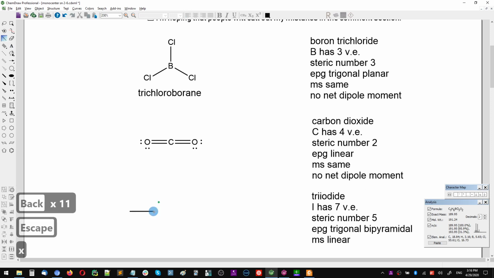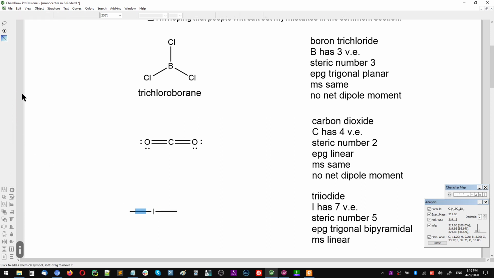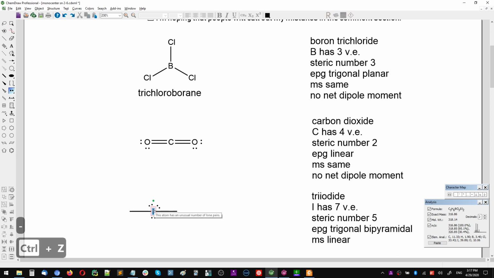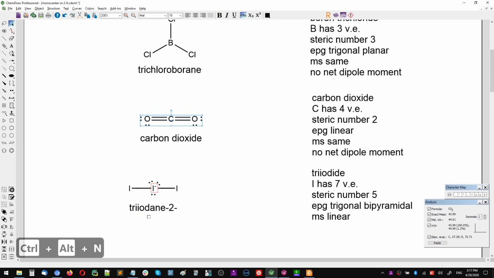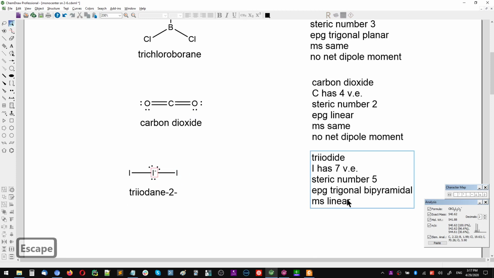So I'm thinking it's linear, like this. And the 3 electron pairs are 120 degrees from each other. They are around the central one. We have a minus here, right? Because of the extra electron. So see, he always has fancier names than me. Triiodane 2 minus. I have no idea. I'm not good at the nomenclature thingy yet. Is there a dipole moment here? No, I don't see one. But if I'm wrong, tell me in the comment section, please.